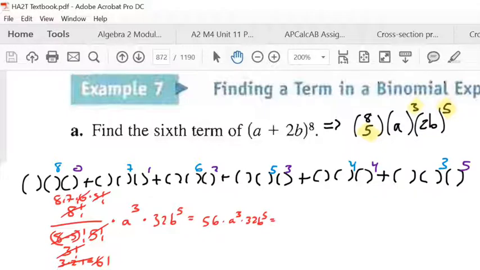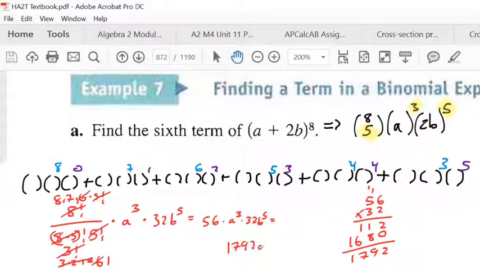So that's the only hard multiplication I have to do. It's 56 times 32. So 16. Hopefully I did my math right because I went pretty fast. So I get 1,792 a to the third, b to the fifth. Boom shakalaka daka baka. There's your sixth term.